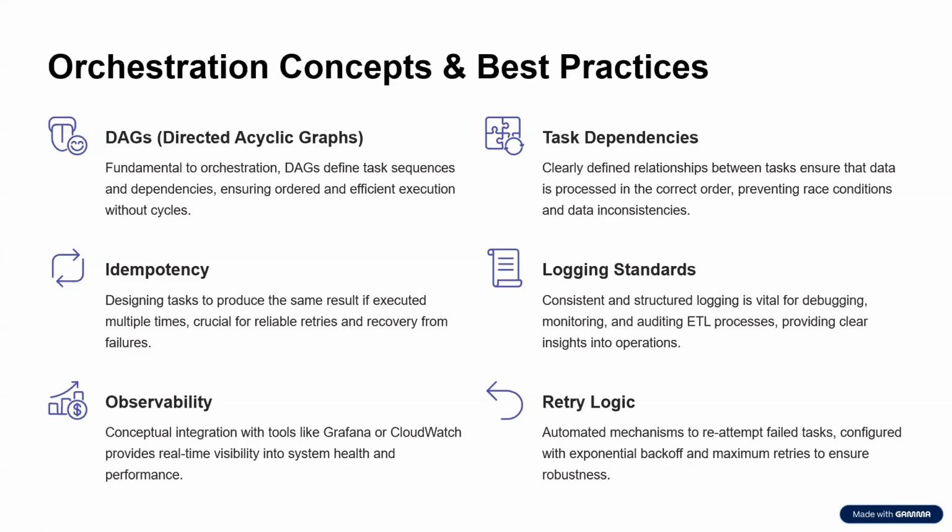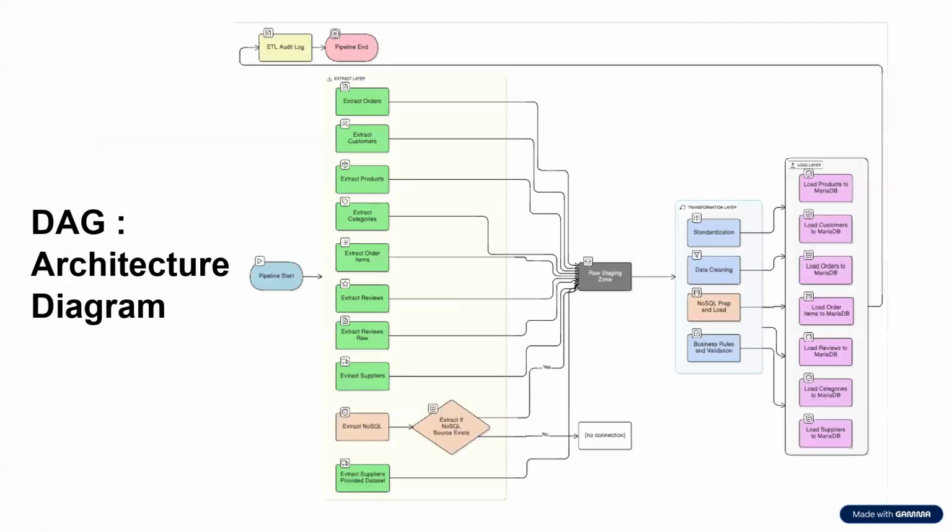Directed acyclic graphs define the task sequences. Dependencies ensure operations happen in the right order. Idempotency makes tasks safe to rerun. And logging and observability let us track every step. Then at the end, the retry logic ensures that if a task fails, we are retrying the same task. And together, all these create a stable production ready data pipeline.